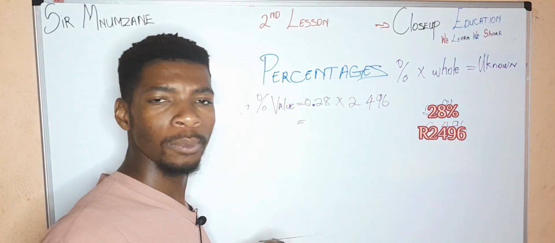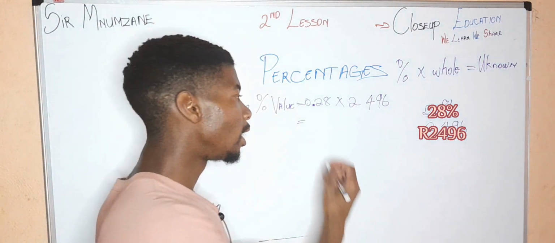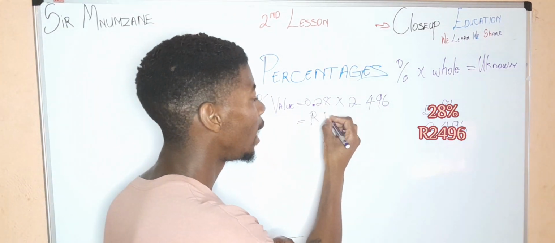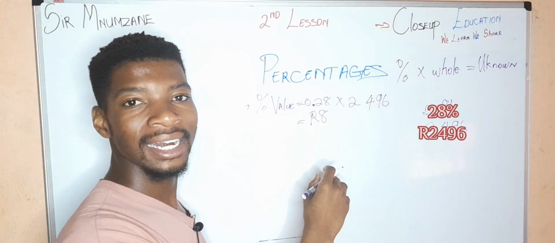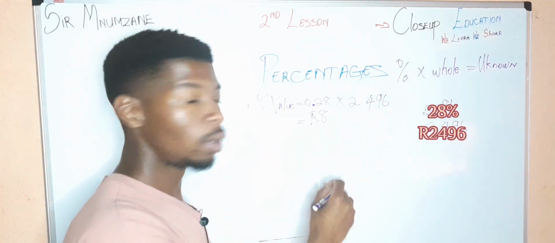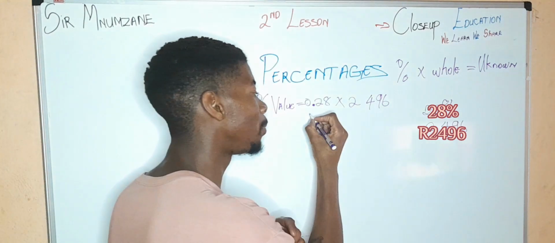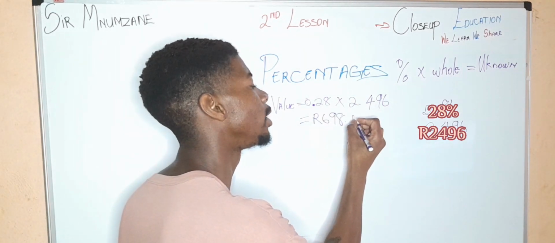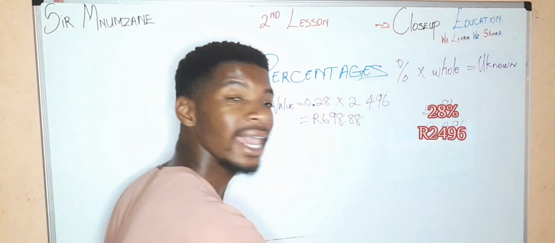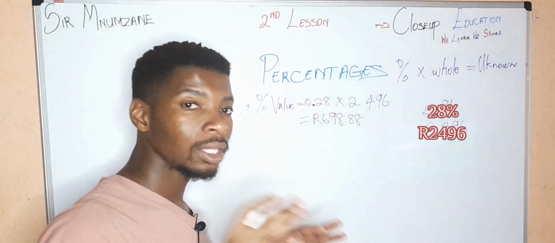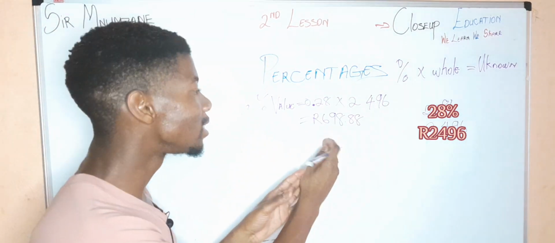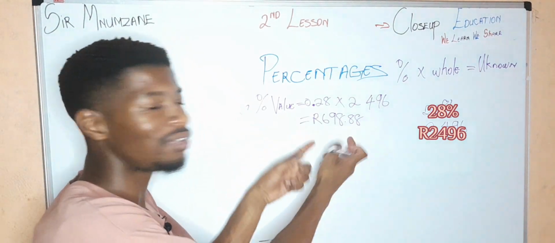Then the answer would be, hey, press that calculator. I'm not a machine, man. So the answer will be 800. Oh, no. Okay, sorry. So the answer will be 698.88. Hey guys, I calculated before. Don't jump. All right. So this is the answer. This is our percentage value.